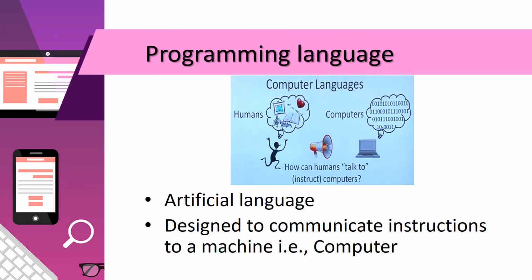Now, what is a programming language? If a human wants to communicate with the computer, the person needs a language. That language is called a programming language. It is an artificial language. The main purpose is to communicate with the computer, or to give instructions to the computer.